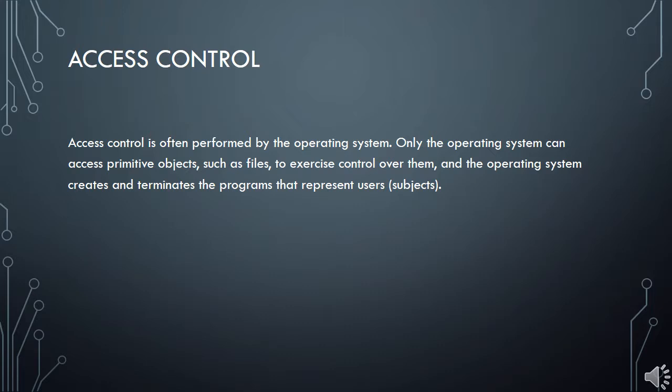Access control is often performed by the operating system. Only the operating system can access primitive objects such as files to exercise control over them, and the operating system creates and terminates the programs that represent the users.